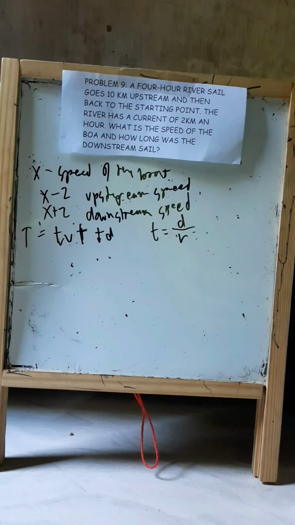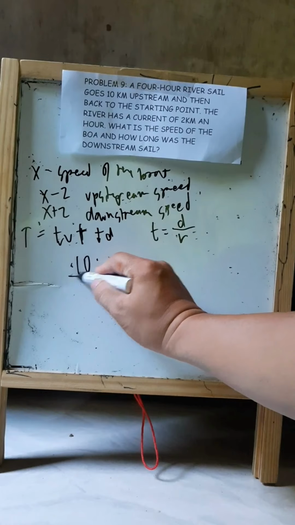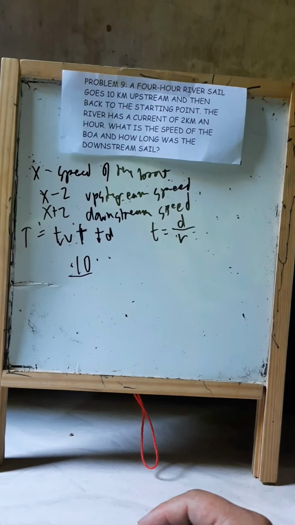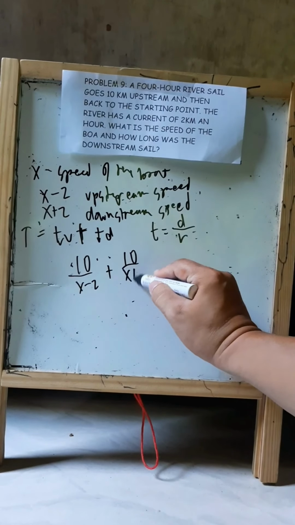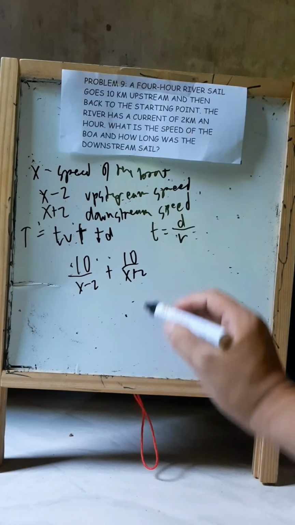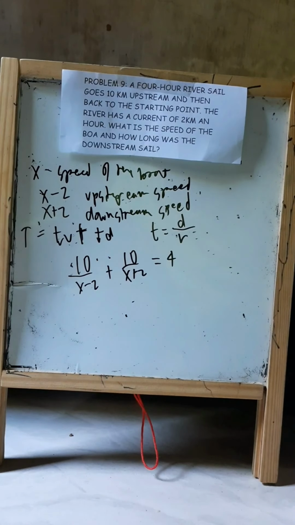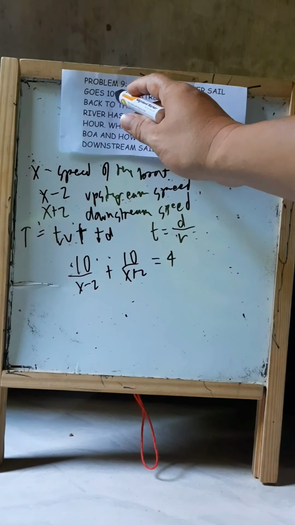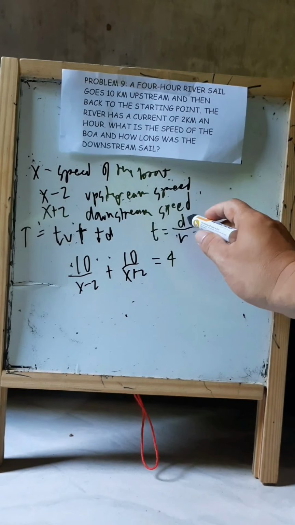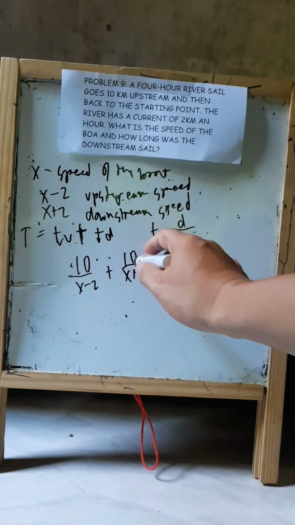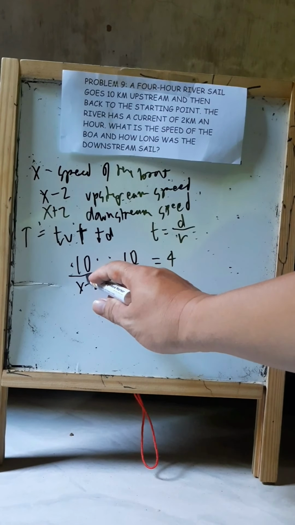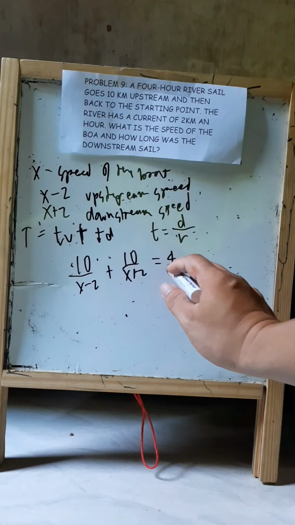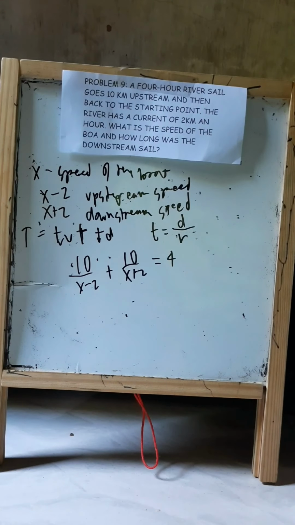So, our equation will be 10 over x minus 2 plus 10 over x plus 2 is equal to 4. Bakit 4? Kasi 4-hour river sail yan. And then, it goes 10 kilometers upstream, so the distance is 10. 10 over the time going upstream and the time going downstream is equal to 4. Yeah, so that will be our equation.